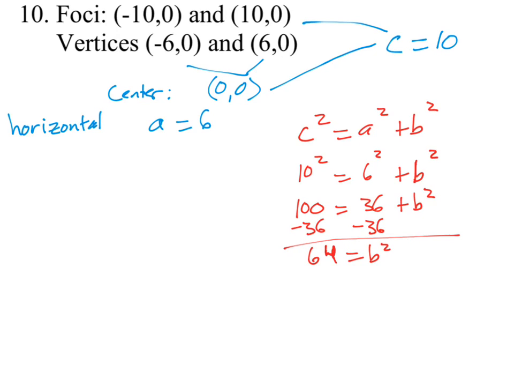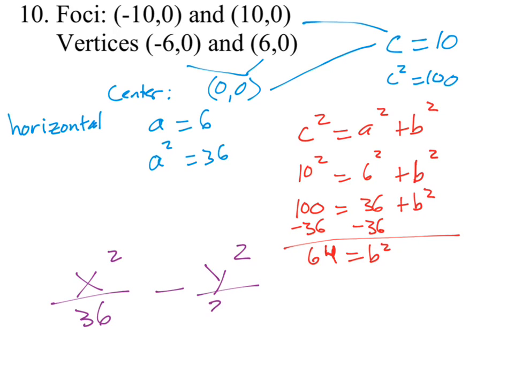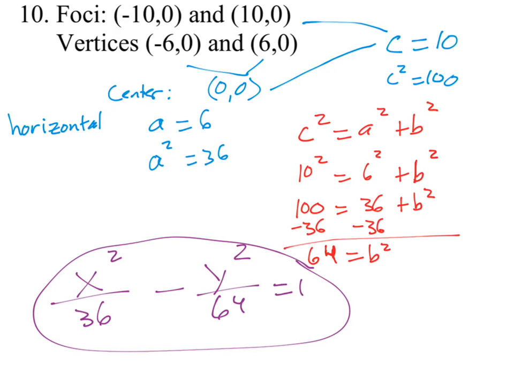All right, we got b squared. And we also have a squared, which is what we need for our equation. And I guess I can do c squared. So now we have all this, we can write out our equation. We got center, a squared, and b squared. So let's do this. Since it's horizontal, x is first. And since our center is at 0, 0, we use x minus 0 is x. So we got x squared. The a value is always the one under the first one. So that goes there. And then what we're going to do is subtract the y squared over b squared, which is 64. And it's going to equal 1. And voila, you got your equation.